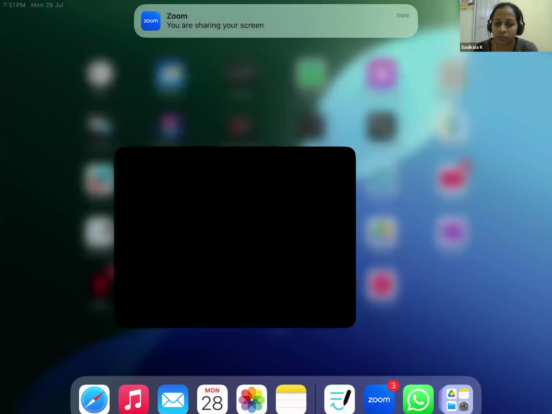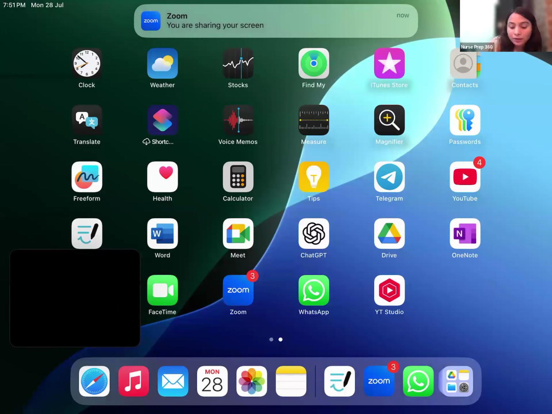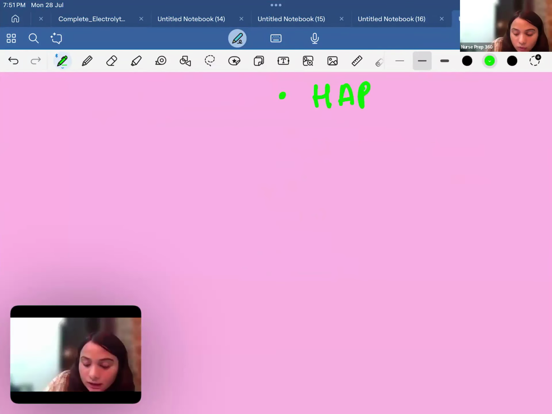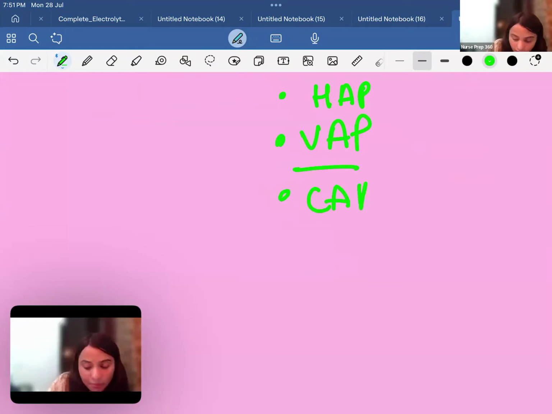Now tell me, what is the difference between hospital acquired pneumonia, ventilator associated pneumonia, and community acquired pneumonia? You must have heard of 3 types of pneumonia. Can anyone tell me what all this is?